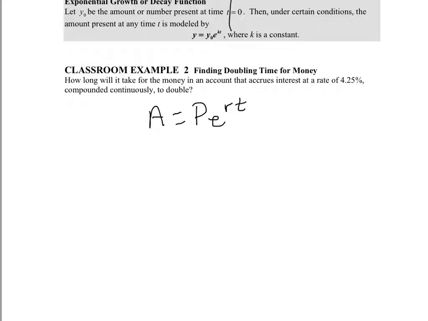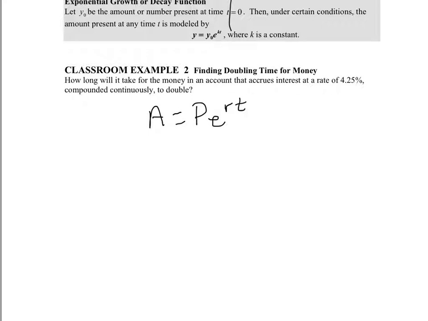Now that looks just like the formula for exponential growth and decay. The only difference is instead of a y sub 0, that's our P, our beginning amount, and instead of a k, we're using r for our interest rate. Everything else will be the same.